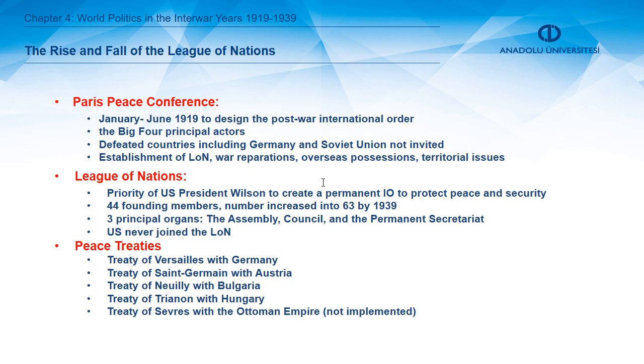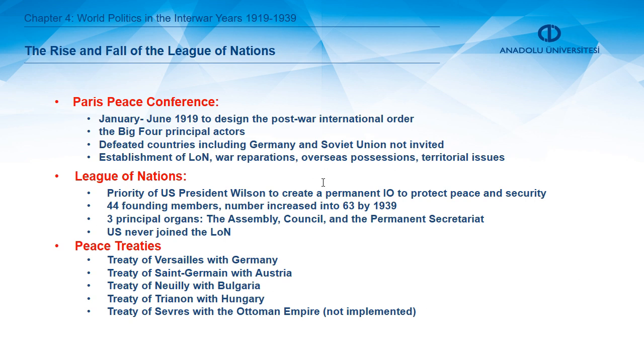So, as for the rise and fall of the League of Nations, of course, the Paris Peace Conference was the key development at the end of the First World War, which convened between January and June 1919 in order to design the post-war international system, the international order. At the conference, four countries acted as the principal actors, which are called the Big Four: the United States of America, Britain, France, and Italy. So the leaders of these countries made the key decisions regarding the peace treaties signed with the defeated countries.